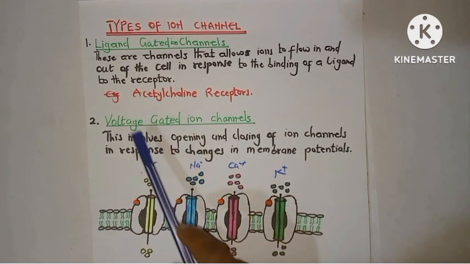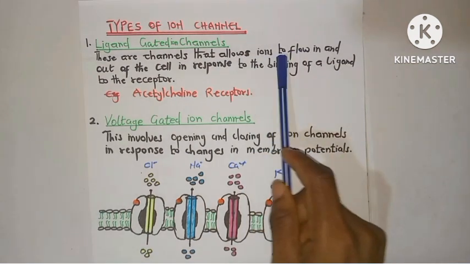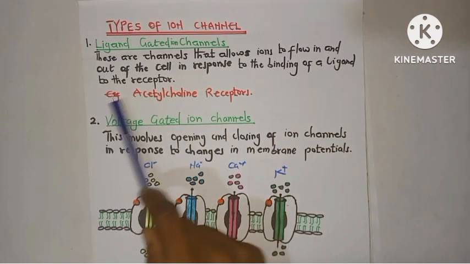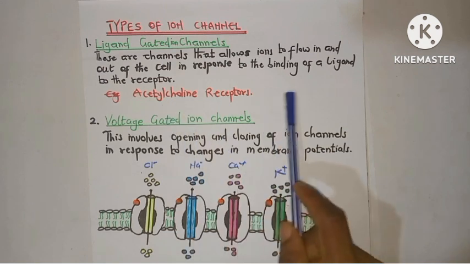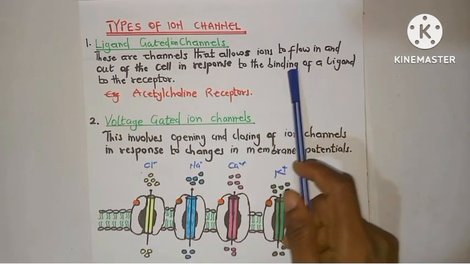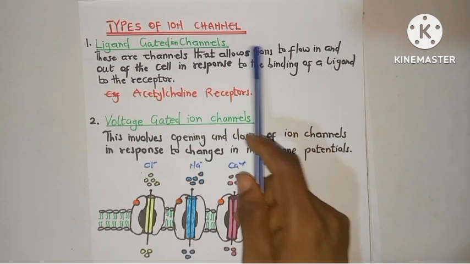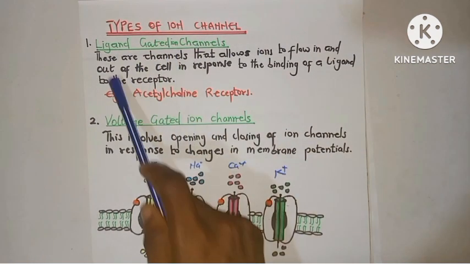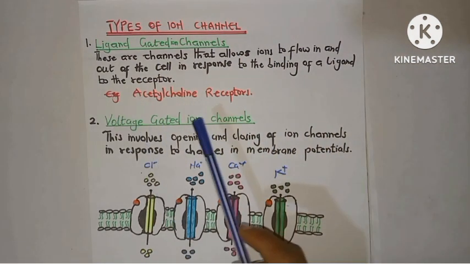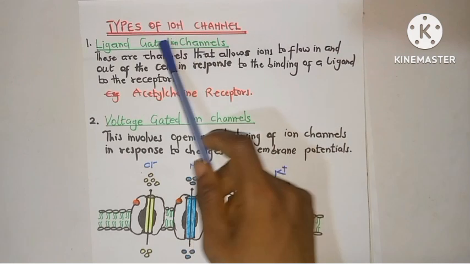The first type we have is the ligand-gated ion channels. These are channels that allow ions to flow in and out of the cell in response to the binding of a ligand to the receptor. An example of this is the acetylcholine receptors. When the ligand comes and binds to the ligand gated ion channel, the channel now opens so that the ions that want to pass through will now pass through. That is why we call it ligand gated ion channels. It needs a ligand to bind to it in order for it to open, for ions to pass through.